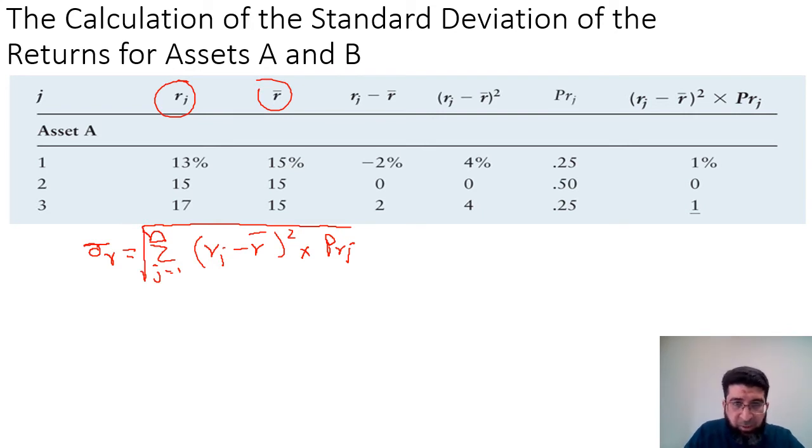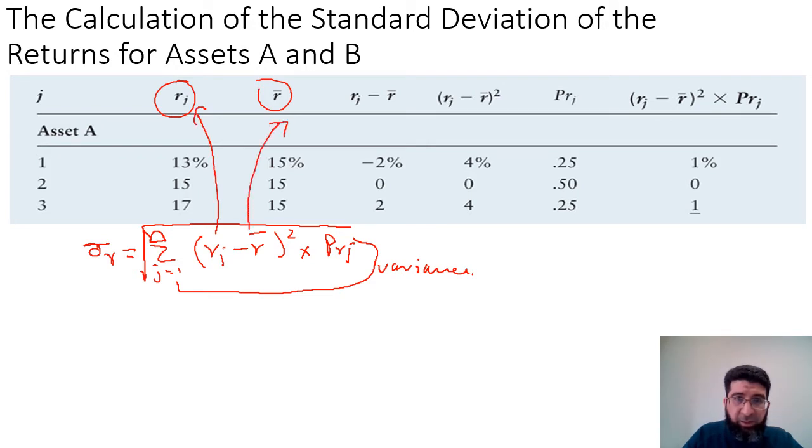The term inside the square root is called the variance term. Since variance cannot be clearly interpreted, we take the standard deviation to get the real interpretation. So we have r j and r bar, which is the average, 15%. If you remember, we calculated that. And then we have the difference between the two given here.